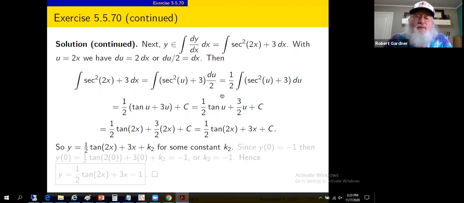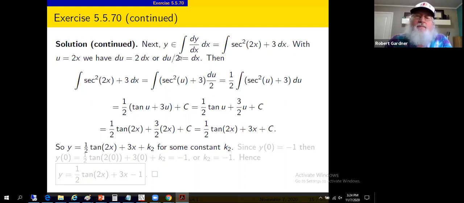Secant squared is the derivative of tangent, so we'll get tangent. It's the antiderivative of secant squared u. Antiderivative of 3 with respect to u is 3u. Plus we get the constant, the arbitrary constant, because it's an indefinite integral. What are we doing? Distribute the 1/2 to produce this alternative form. Take the u equals 2x and substitute that back in. So that produces this as this indefinite integral.